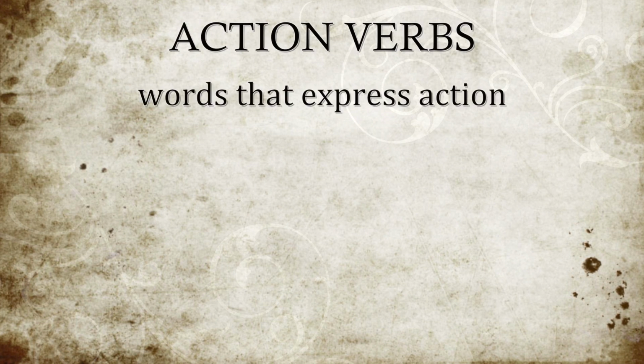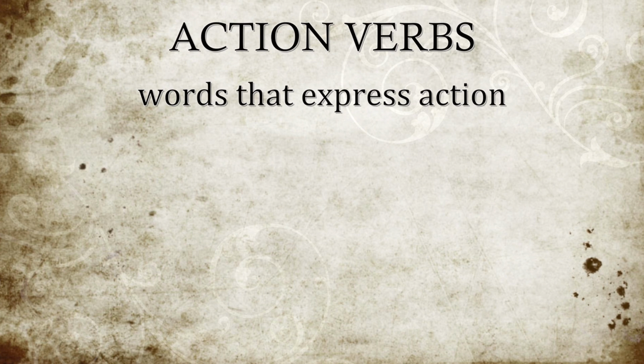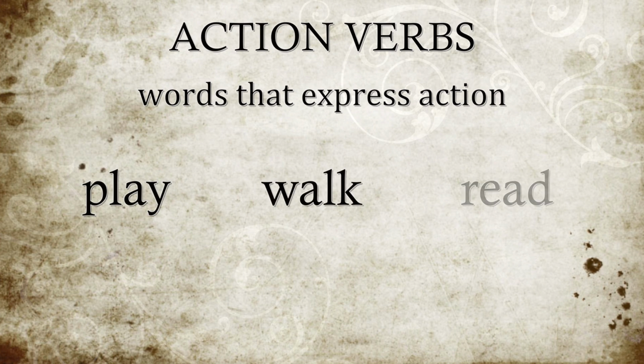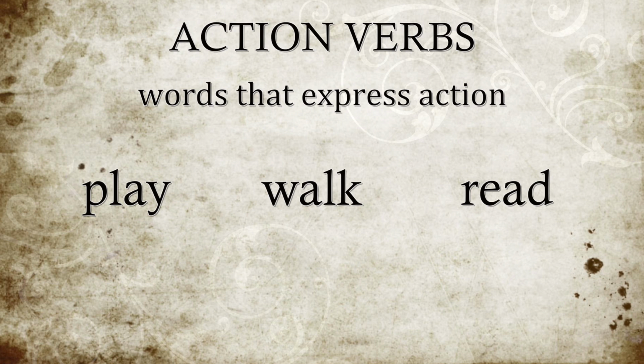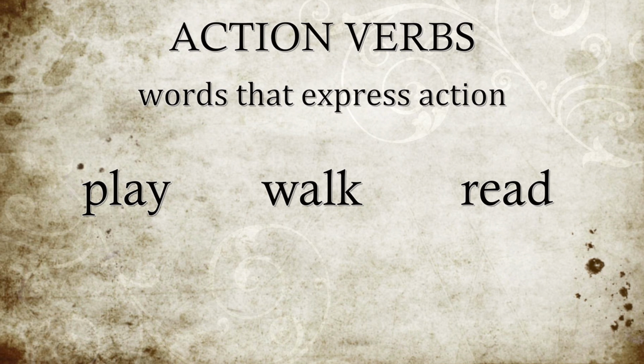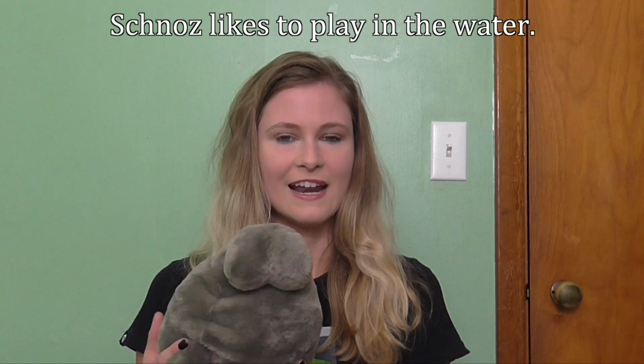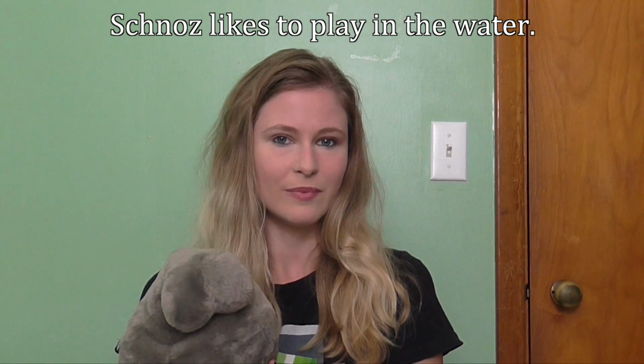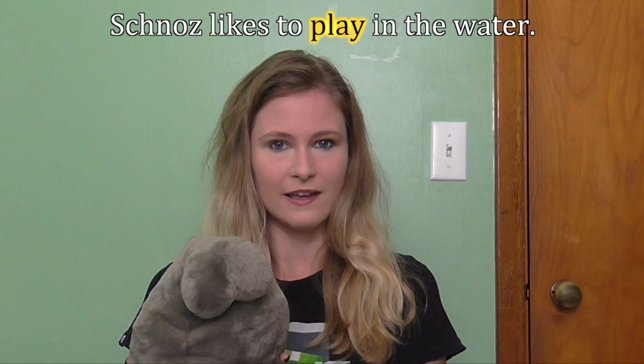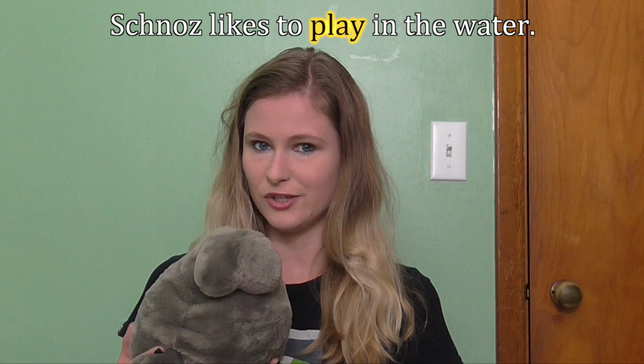Action verbs are words that express action, such as play, walk, or read. It tends to be the easiest subcategory of verbs to identify because it shows action. It's what you do. So if I said, Schnoz likes to play in the water, and I asked what action would be taking place, you would say play. That is the action that Schnoz would be doing.